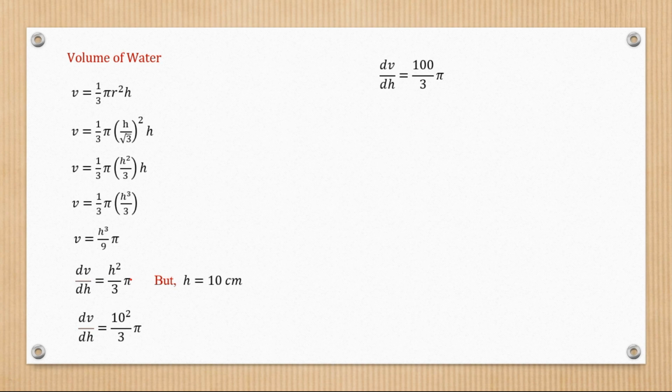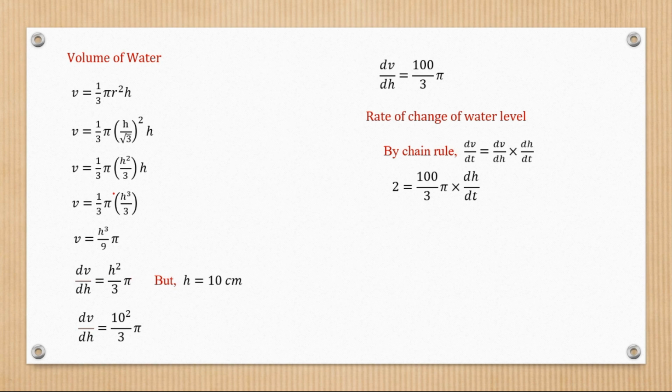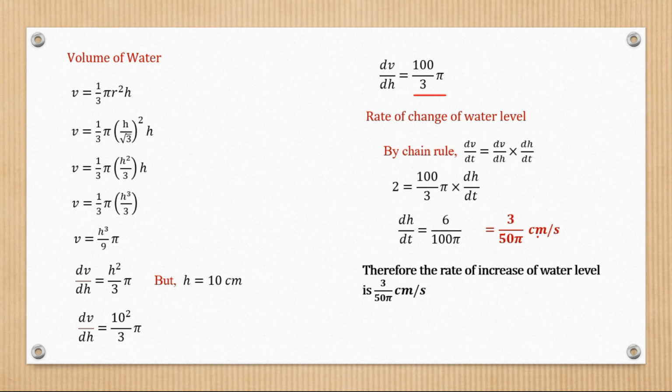Now that I know dV/dh, I can find the rate of change of the water level. I shall make use again of the formula by chain rule, dV/dt being equal to dV/dh times dh/dt. So there is a relationship between volume and the change in depth or height. Now plug this in. dV/dt was given as 2 cubic centimeters per second, and then I found dV/dh as that. So plug that in, make dh/dt the subject, it will be 6 over 100 pi, and then it will be 3 over 50 pi centimeters per second. Therefore the rate of increase of water level is 3 over 50 pi centimeters per second, and that is the answer.